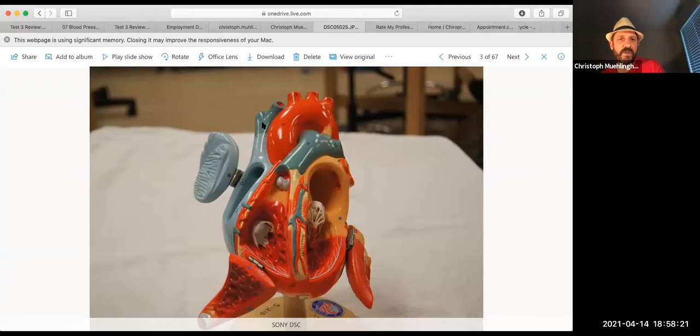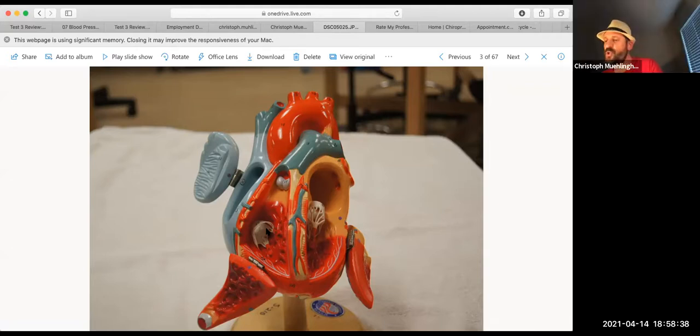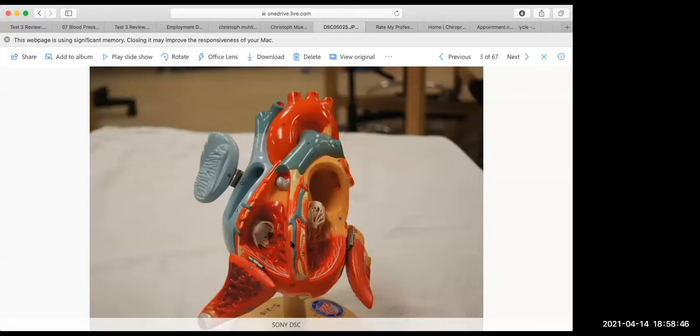Perfect. So the vena cava, we have one on the top, one on the bottom, brings the blood to the right atria. And then we go through to the ventricle. What valve do we pass? Number 3. Atrioventricular valve. Very good. Excellent. And then number 4, what is this wall called? Interventricular septum. Excellent.